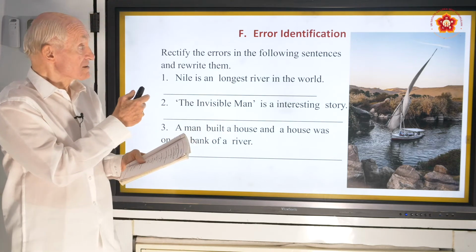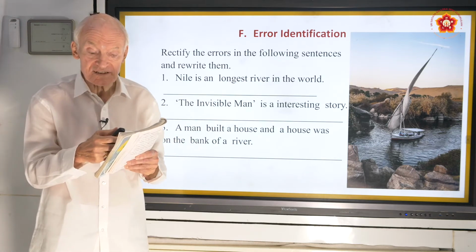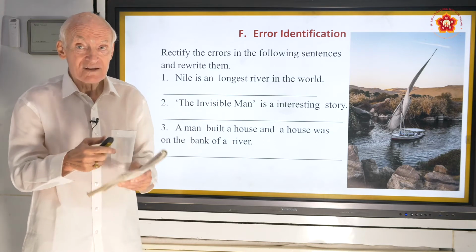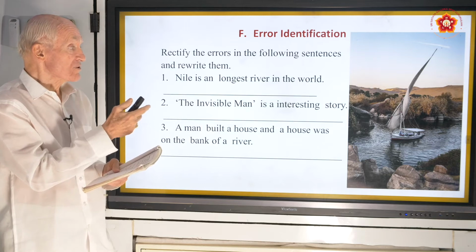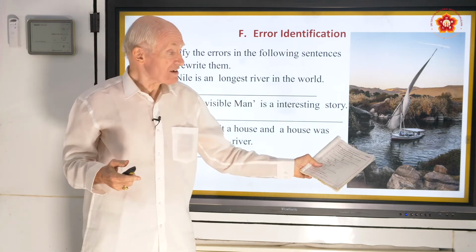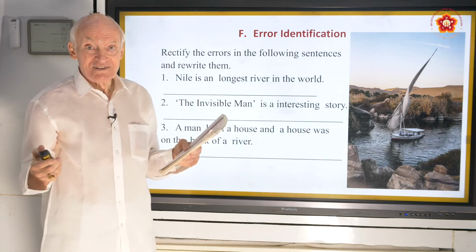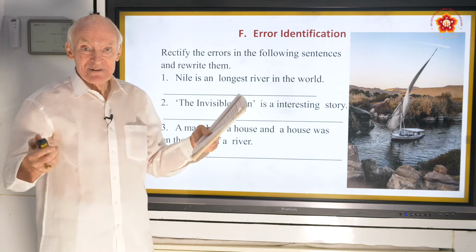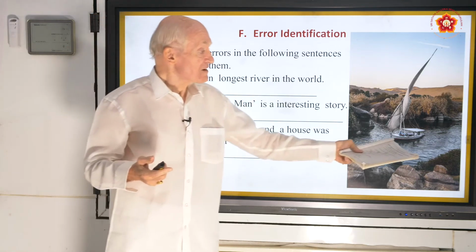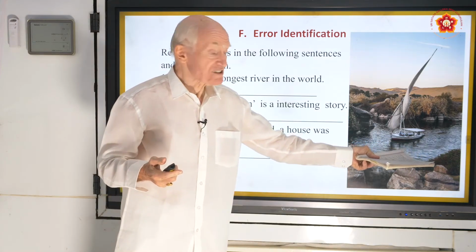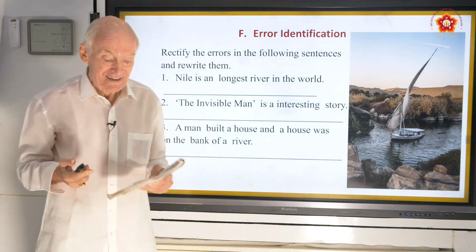So in this particular set of questions we have, it says rectify the errors in the following sentences and rewrite them. So the first one we have is, "Nile is an longest river in the world." And we have a picture of the Nile River. This is at the beginning of the Nile River. When a river starts off, there's not much to it, and it gets bigger and bigger and bigger. And the Nile goes all the way up Africa. And this is just a little bit after it started. We have a boat, and it's going all the way up to the Mediterranean Sea on the Nile River.